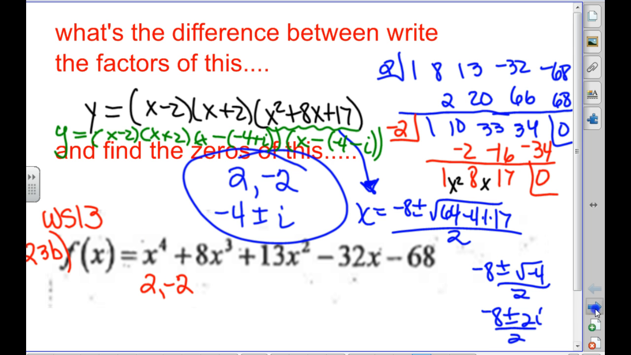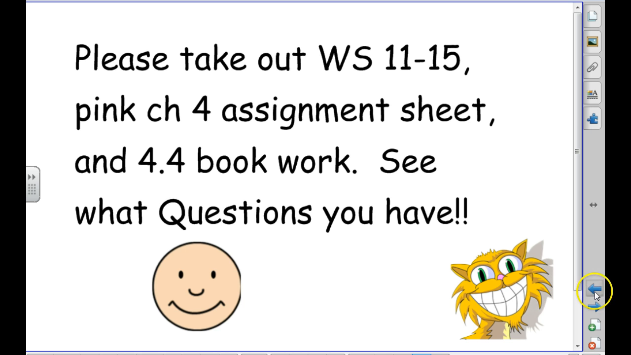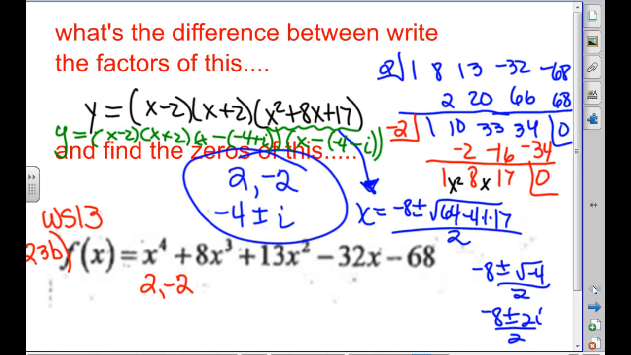All right, I also wanted what does that question actually say, Gunther? Okay, so all you need to do is write down 2, negative 2, and negative 4 plus or minus i. Okay, but that's all I gotta do is write down what's in that blue circle, okay? The rest of that was extra stuff I did.